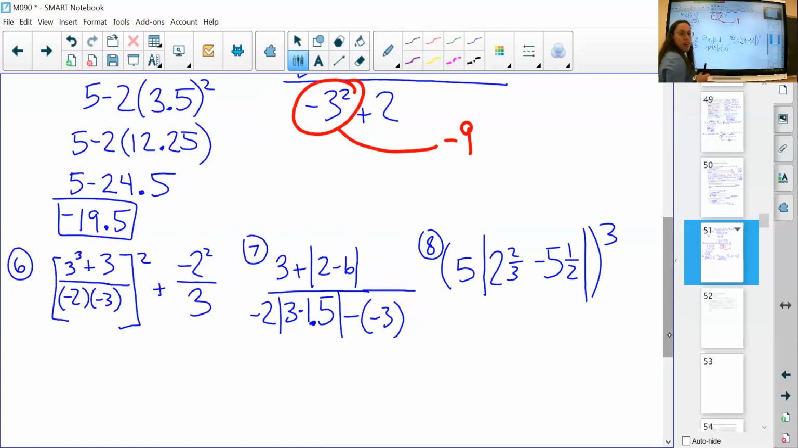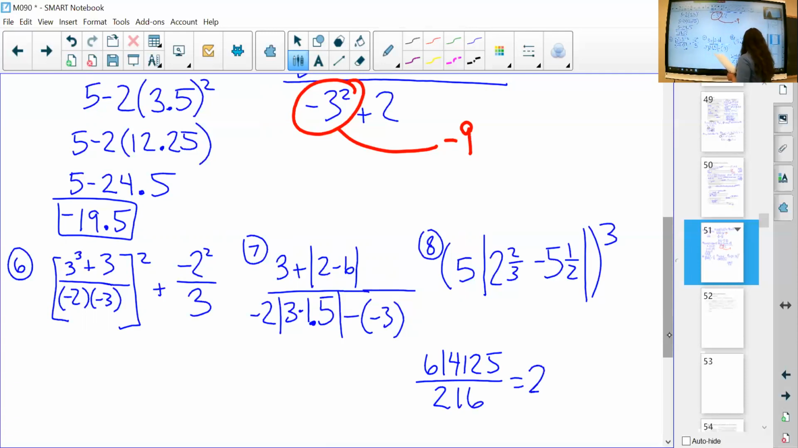It is a very messy answer. I'll let you pause if you don't want to see the answer quite yet. I'm not going to work through the whole thing, but I will give you the final answer. As an improper fraction, we get 614,125 over 216. Yuck. And as a mixed number, that is 2843 and 37/216.